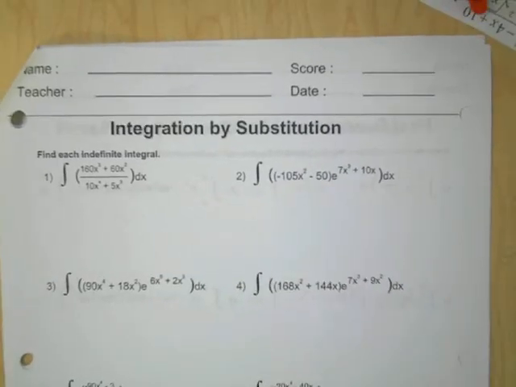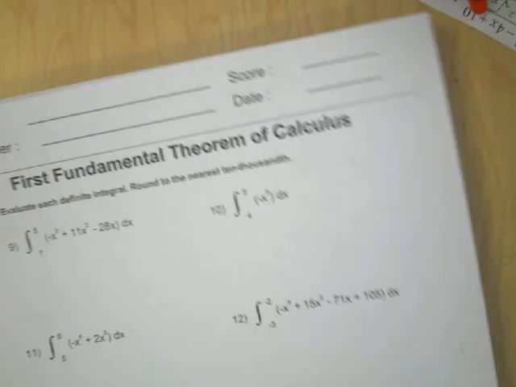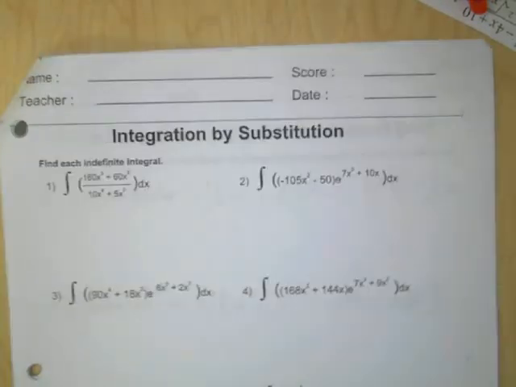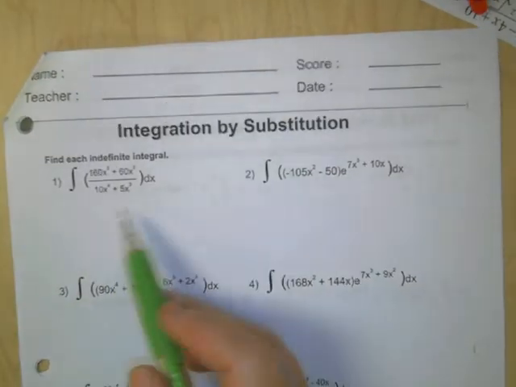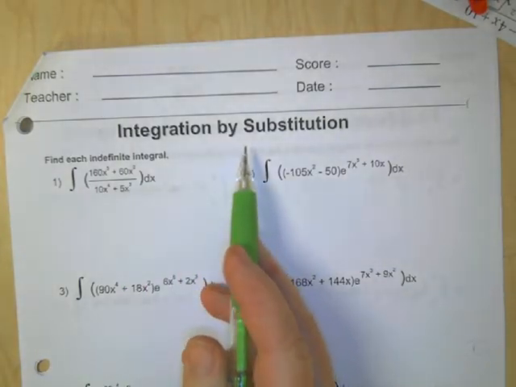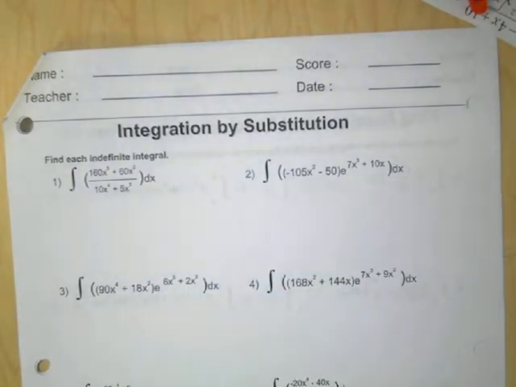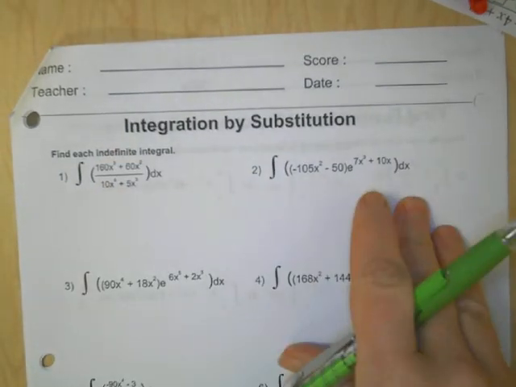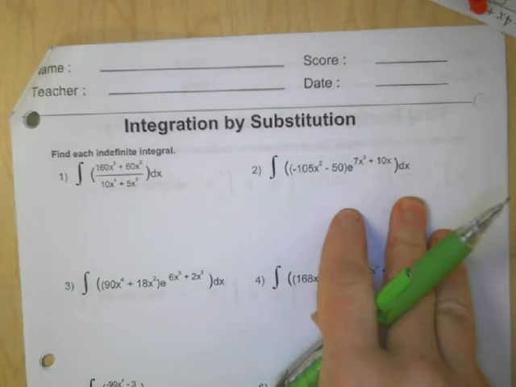Okay, and then the last part of the packet. Oh no, there's actually quite a bit more. Sorry, I thought this was the last part. Okay, again, it looks like I am going to have substitution because that's the title of the page. So I'm going to have substitution here. So again, if you want, only do the odd numbered ones. If you feel like challenging yourself, go ahead and do the even numbered ones as well.